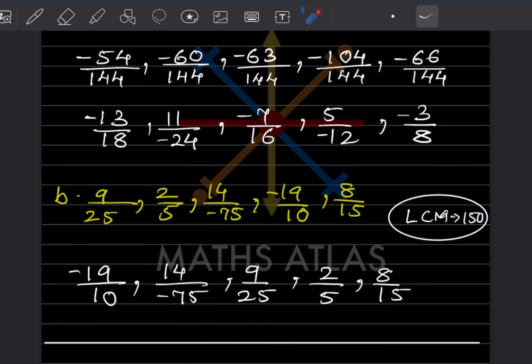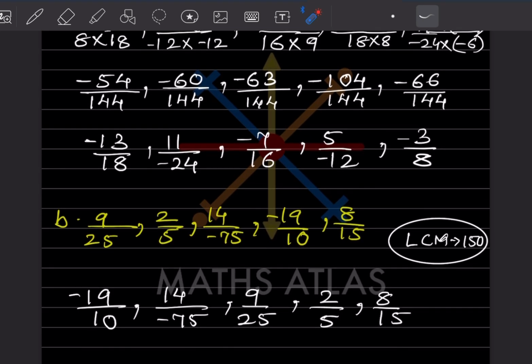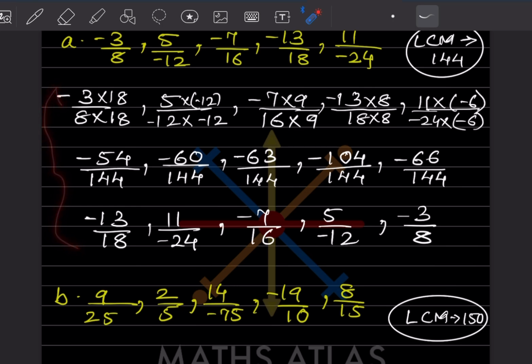So now for this one, I have already shown you how to take the LCM. So here I have just written the LCM. I have done it earlier. So LCM is 150. So after doing that, you can just follow this method. And this is directly I have written the answer for this one.